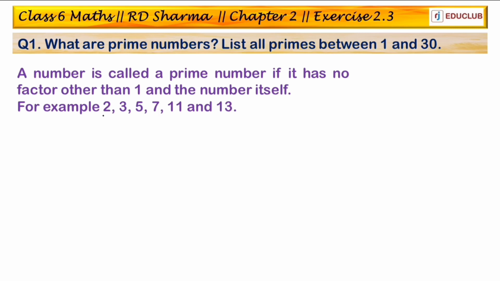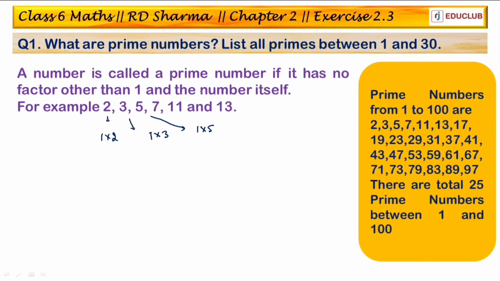For example, 2 will have factors 1 and 2 only. 3 will have factors 1 and 3 only. 5 has factors 1 and 5 only. 7, 1 and 7, 11, 1 and 11, and so on. These numbers are called prime numbers.